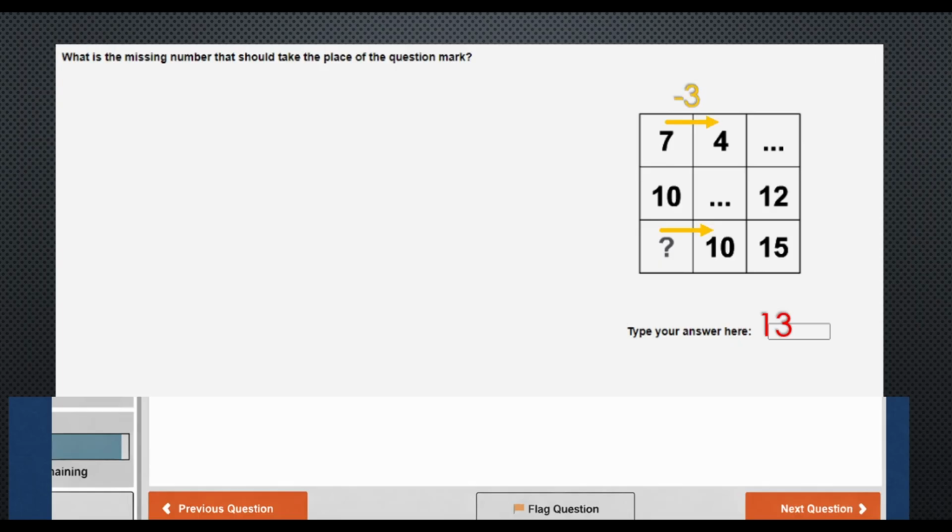The correct answer is 13. If we look at the pattern from left to right, the numbers are decreasing. So to find the missing number, we simply work backwards. Starting from 10, we add 3, which gives us 13.